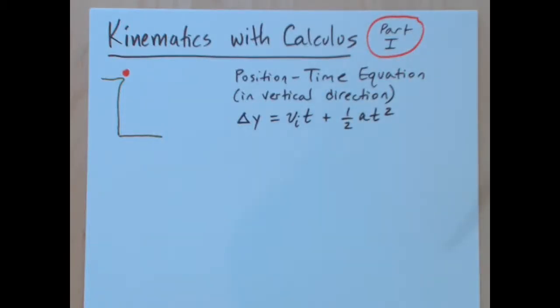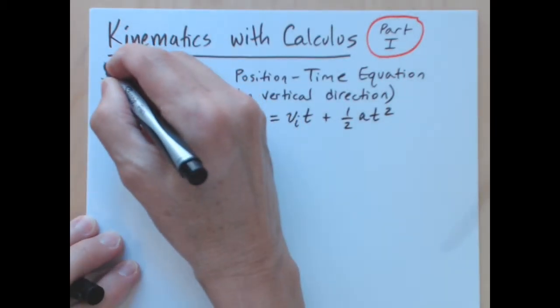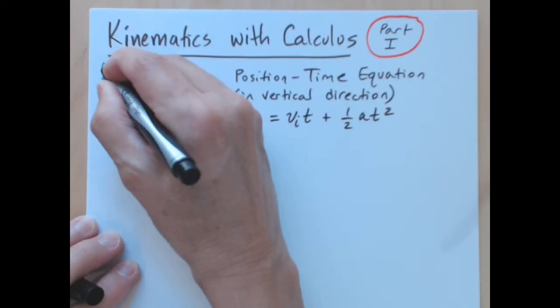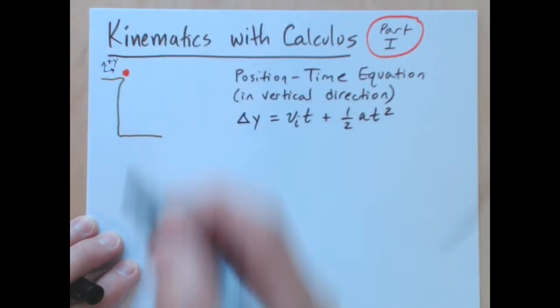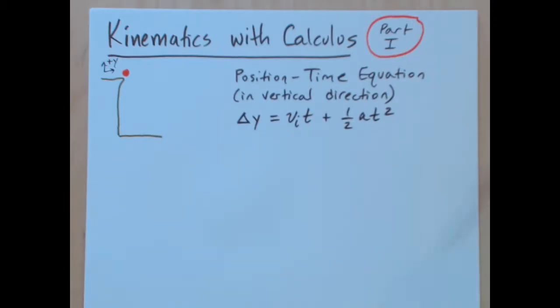Let's consider how we can use our calculus knowledge to help us solve kinematics problems. In this video, let's just consider free fall motion, which means that it's only in the vertical direction, and the only acceleration is acceleration due to Earth's gravitational field. So first thing we need to do is, as usual, put our reference frame here. So we'll say, in this case, positive y is in the up direction.